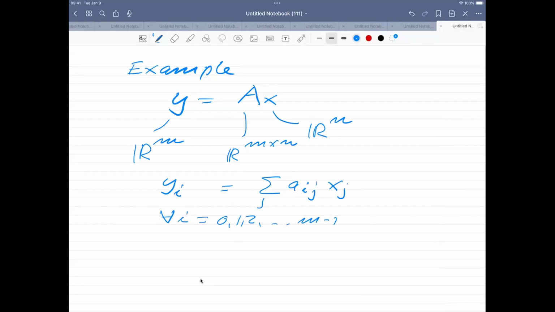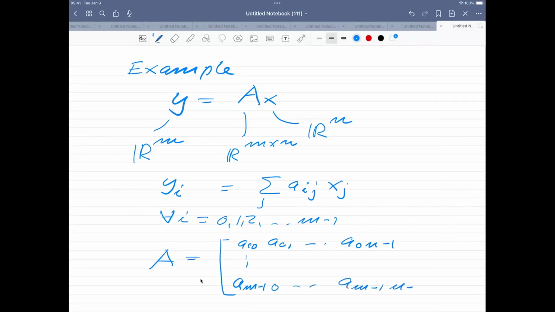So that means that the matrix A is just a matrix which we set up like A00, A01, A0, and this is a matrix which has n columns, so up to n minus 1. And this goes all the way down to A of m minus 1 of 0. And finally, we have m minus 1 of n minus 1. And then we want the derivative.